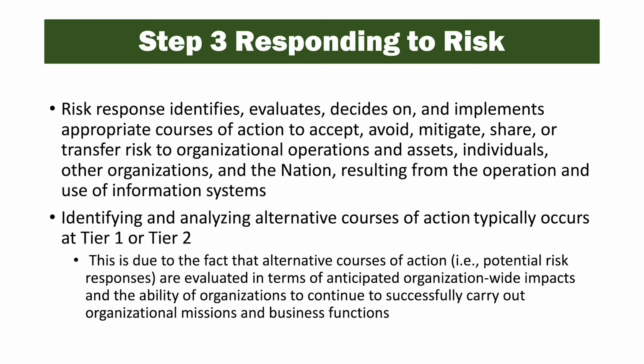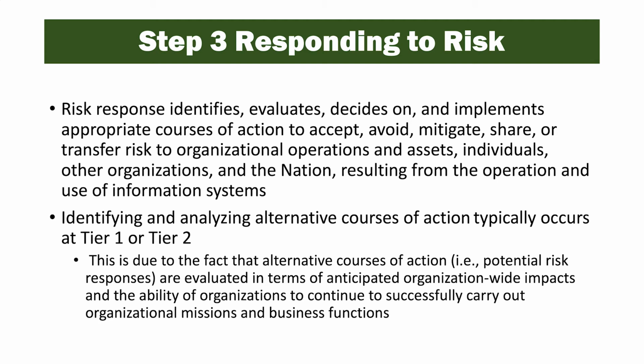Normally that doesn't happen at the information system level, due to the fact that alternative courses of action, potential risk responses, are evaluated in terms of anticipated organization-wide impacts and the ability of the organization to continue to successfully carry out organizational missions and business functions. And that's why we determine these things at Tier 1 and Tier 2.